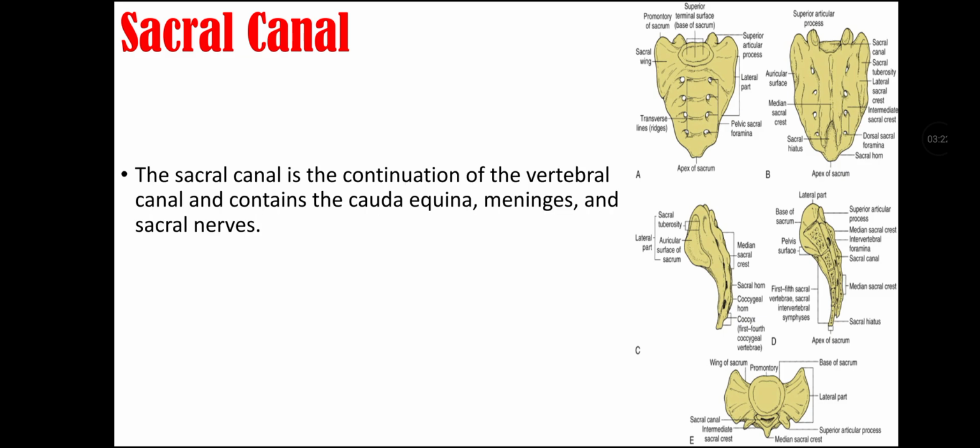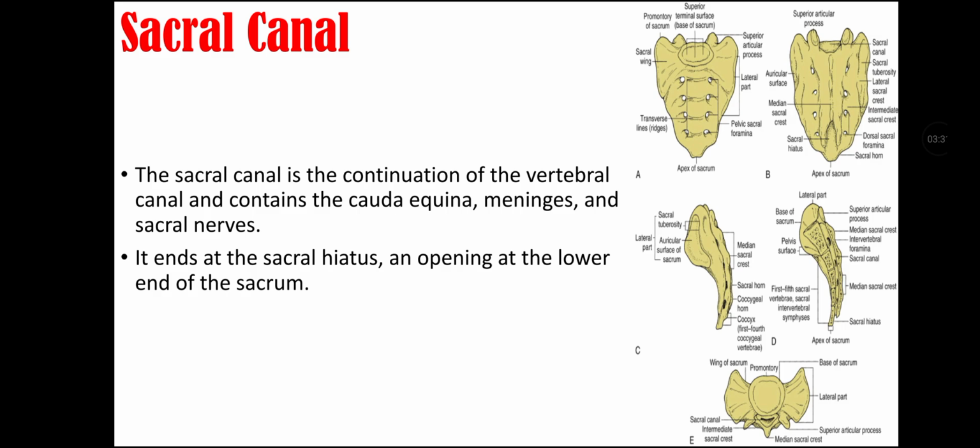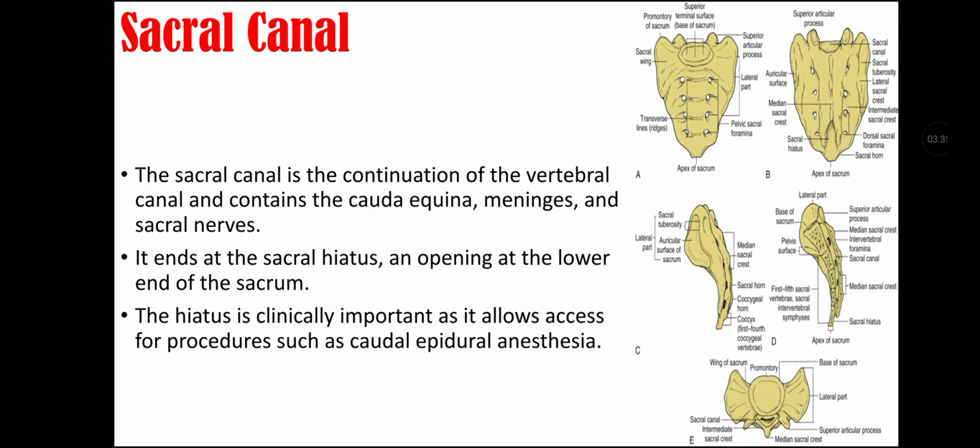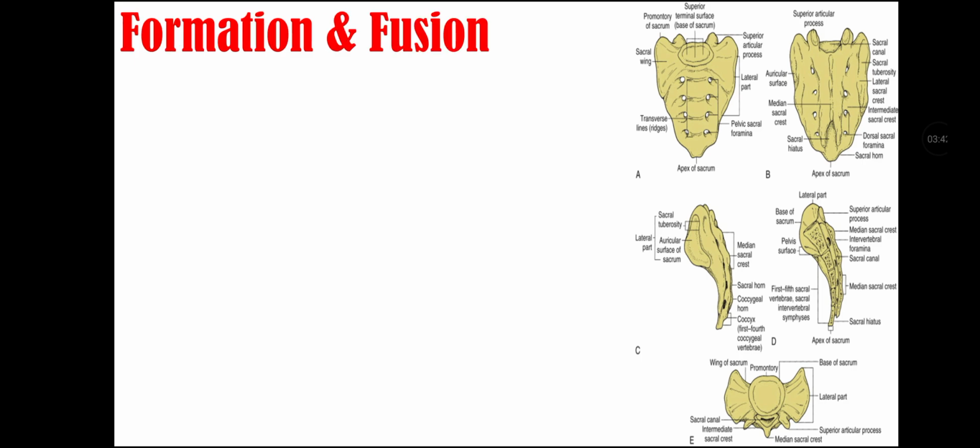Sacral canal. The sacral canal is the continuation of the vertebral canal and contains the cauda equina, meninges and sacral nerves. It ends at the sacral hiatus, an opening at the lower end of the sacrum. The hiatus is clinically important as it allows access for procedures such as caudal epidural anesthesia.